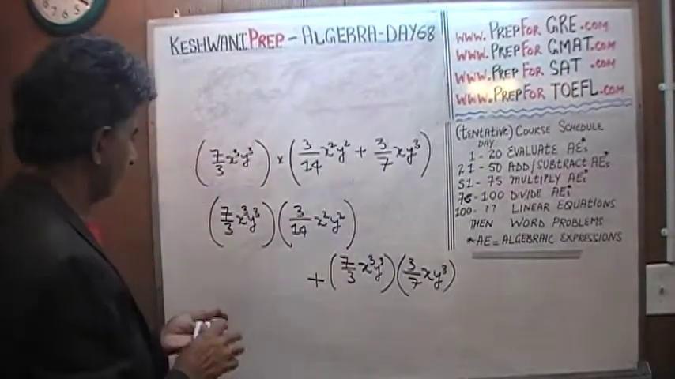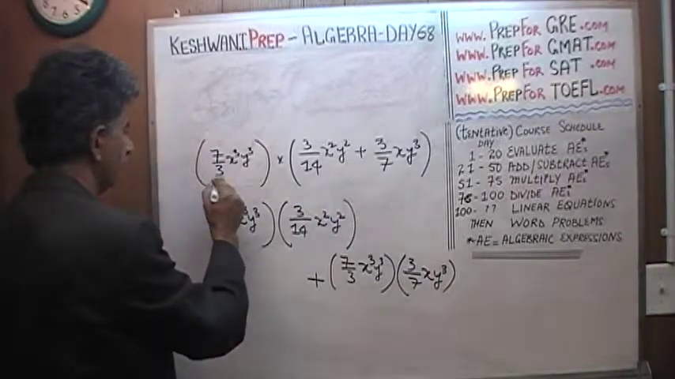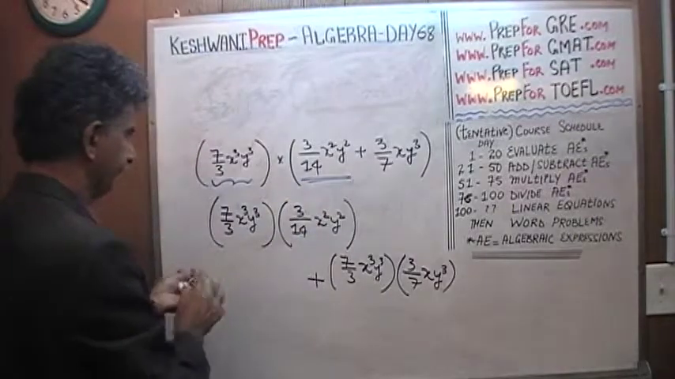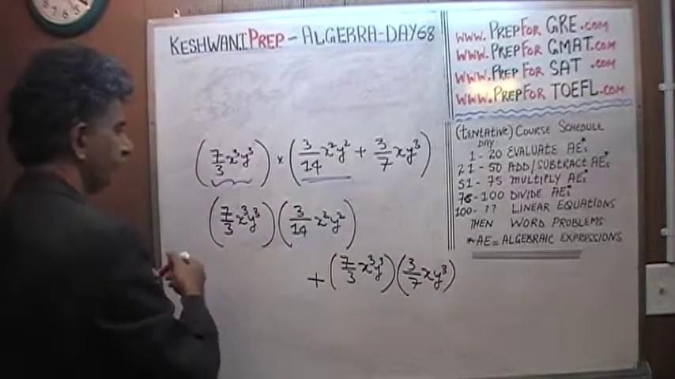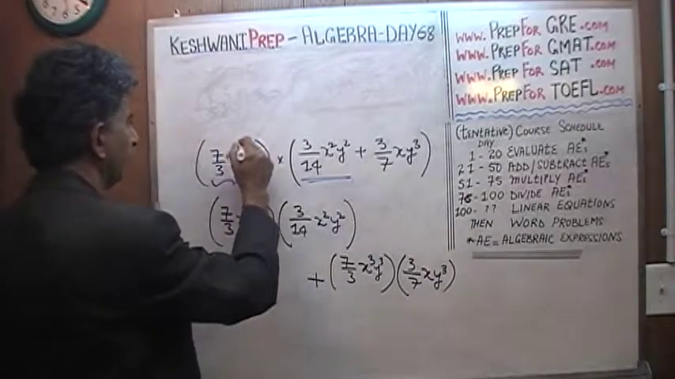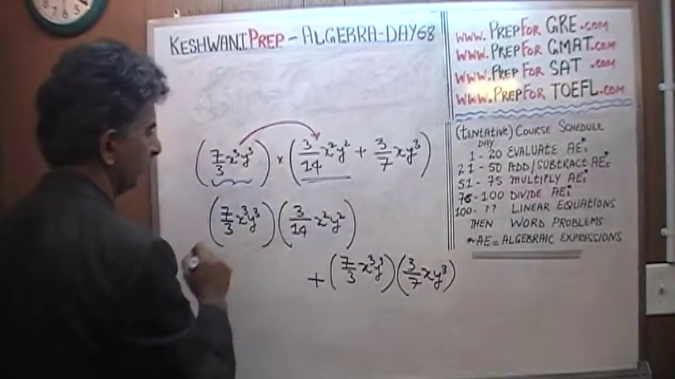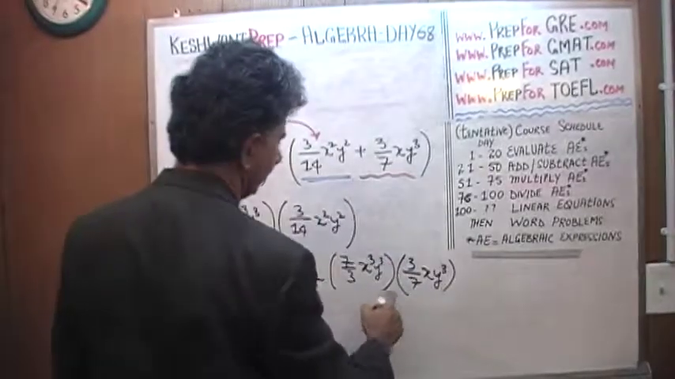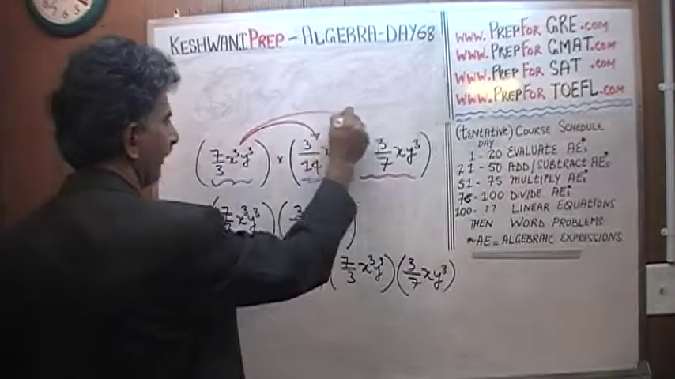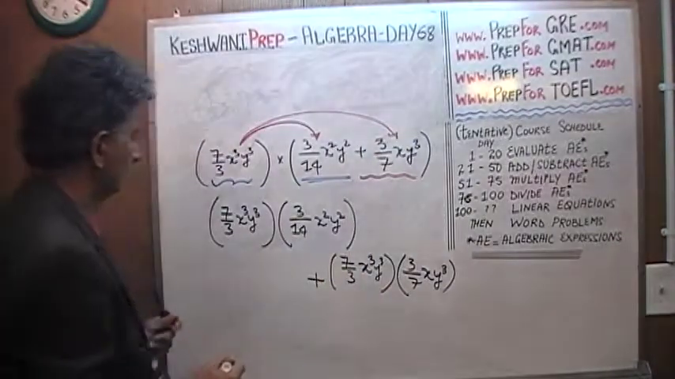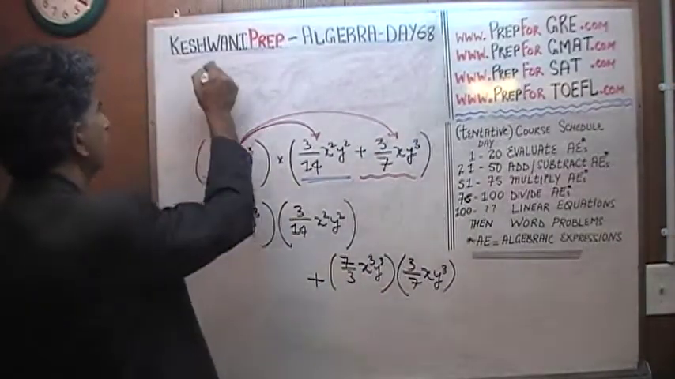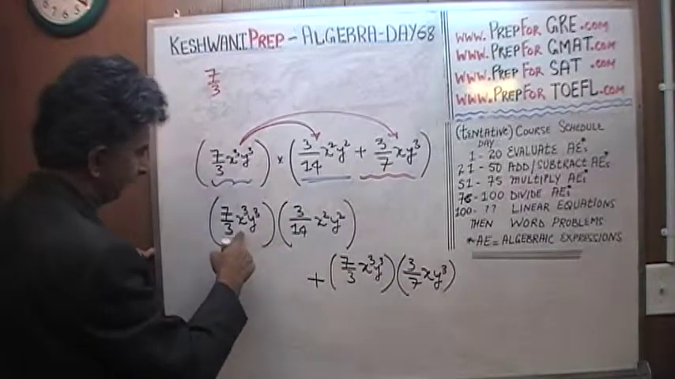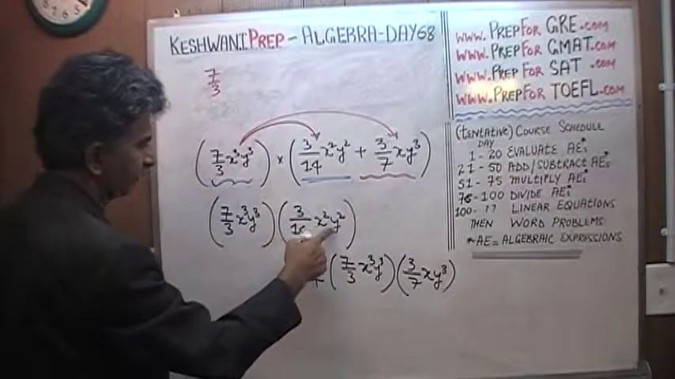Alright, first things first, we're going to take this quantity right here and multiply it by this quantity right here. Oh, actually we did that already. So that was this part. And then we took this quantity right here and multiplied it by this guy right here, and that is done here too. So now we have 7/3 x cubed y cubed times 3/14 x squared y squared.